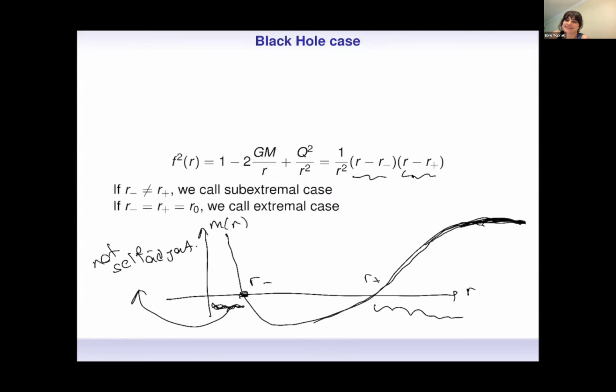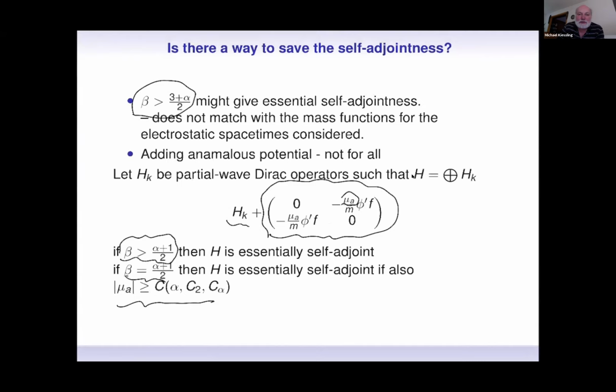In fact, I would have a brief comment. At some point you said we add an anomalous potential. What you meant is you add an operator for the anomalous magnetic moment, right? And you said that later, but that's what it is. You also say we have essential self-adjointness if beta is bigger than that, or if mu A is bigger than a constant. If one puts in empirical values for the electron, then one is way on the safe side, no? That you didn't mention. So that means it's a mathematical curiosity that there is a critical value, but the physical value is not anywhere near that critical value.